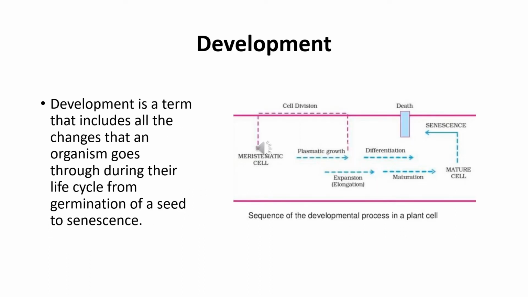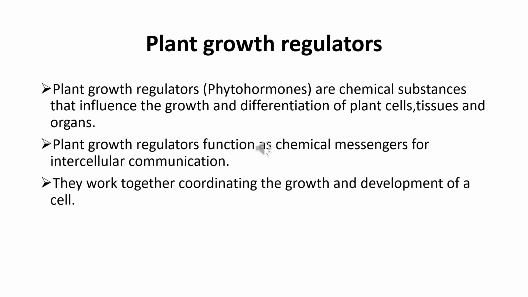Next is the plant development. So basically, what is development? Development is a term that includes all the changes that an organism goes through in its life cycle, from the germination of a seed to senescence. As you can see in the diagram, the growth, differentiation, expansion and maturation, and at last the senescence, death of the plant.